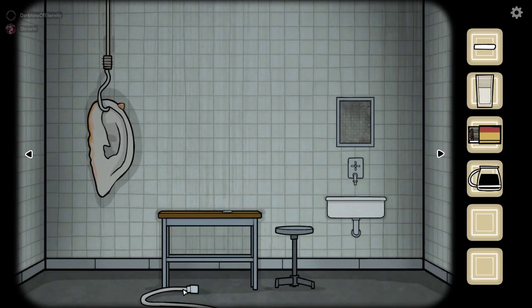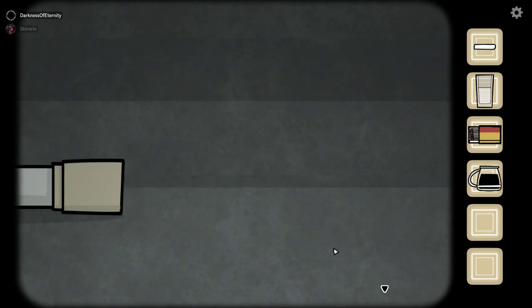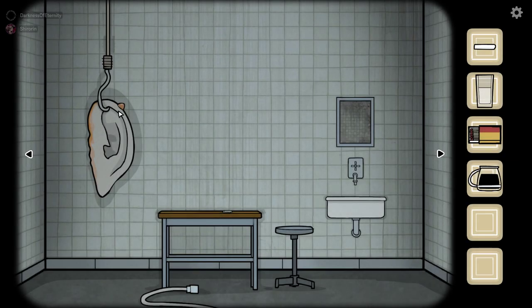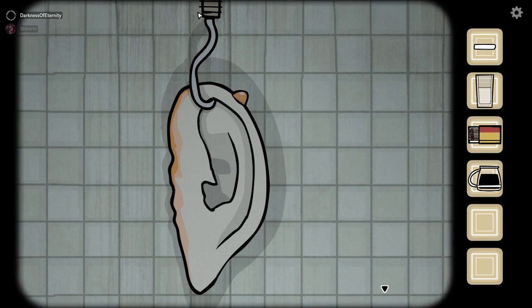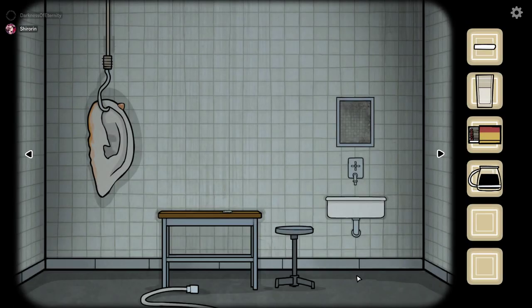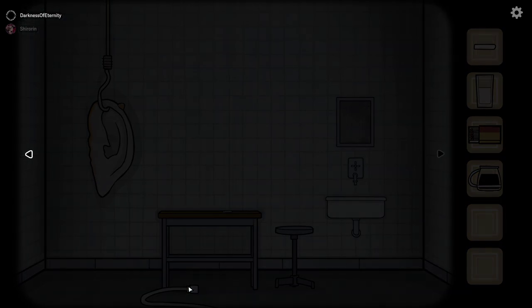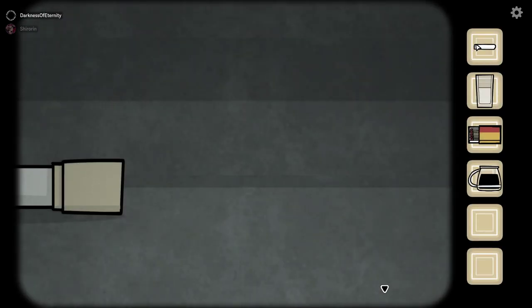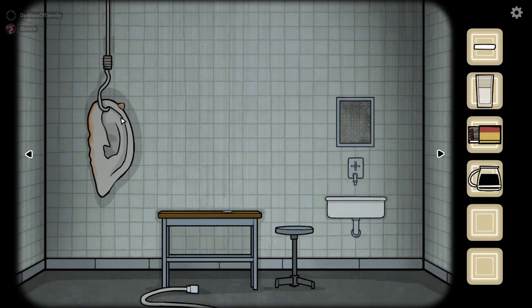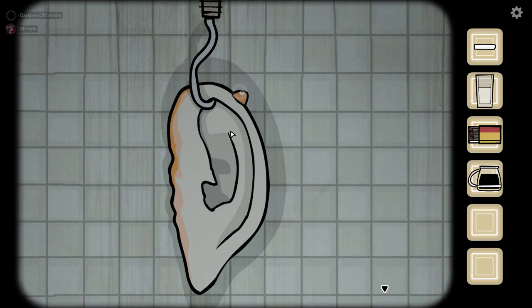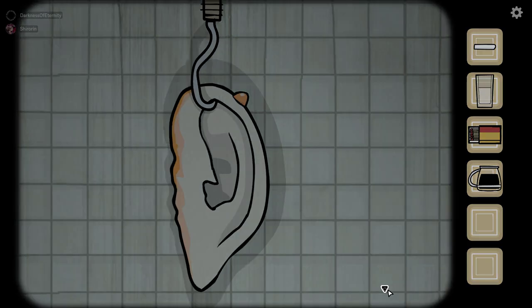Oh, yes. This one, it doesn't tell you where to put it. I could tell you, or I could let you figure it out. Yeah, give me a minute. Let's see if you can figure it out. I had trouble figuring where to put it. Put what, the ear? I can't even pick it up. You can pick the ear? I can't.